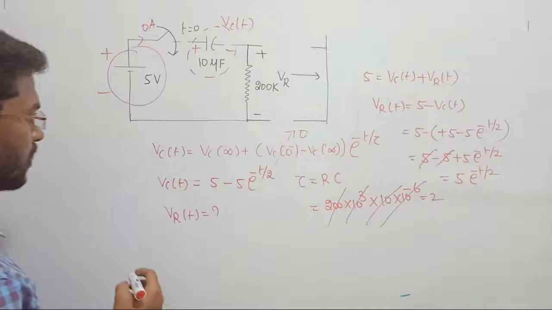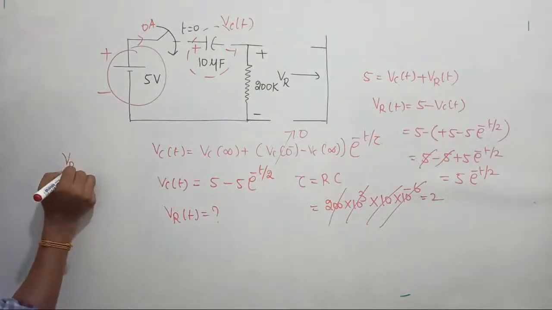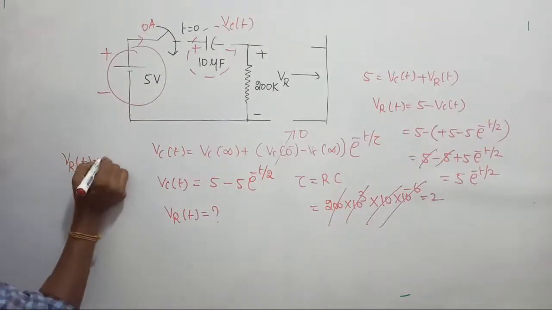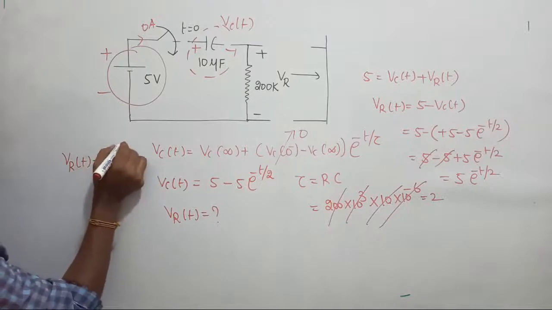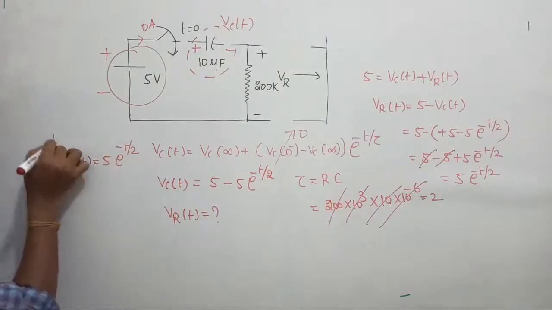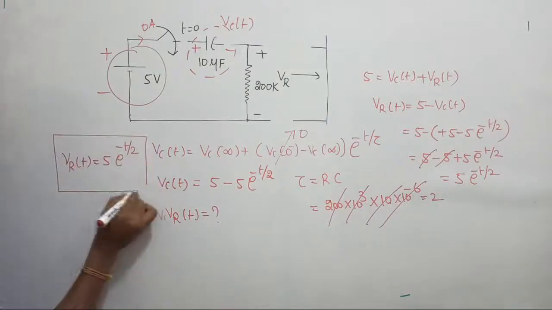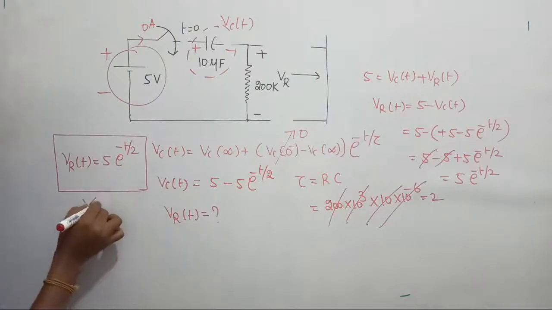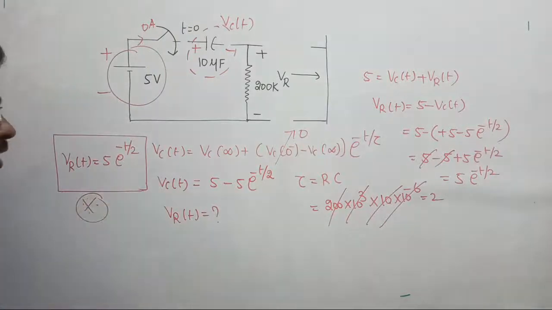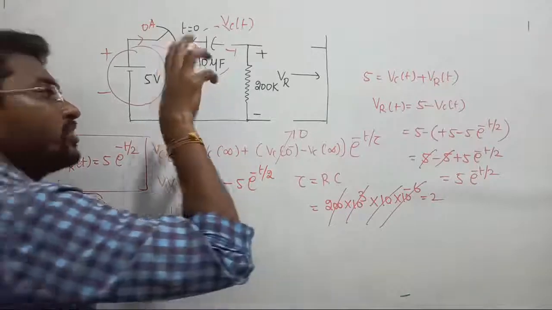Clear? So what is the conclusion here? The voltage drop across the resistor VR of t can be defined as 5 into e power minus t by 2. Clear? That is the voltage drop across the resistor. I hope these things are very clear to you all. Now this is going to be the input to your sampler.